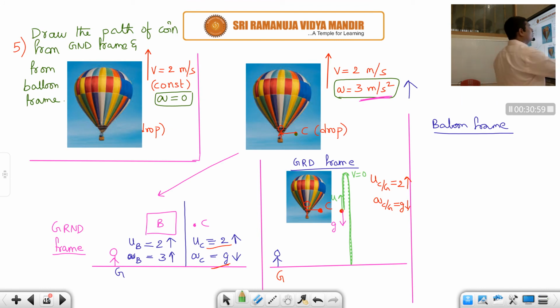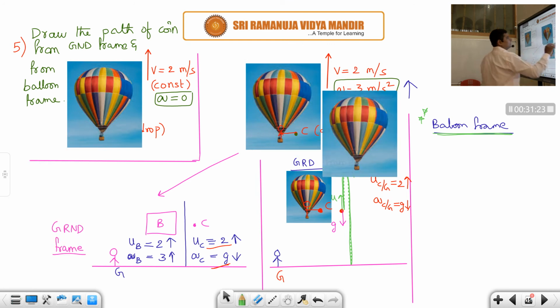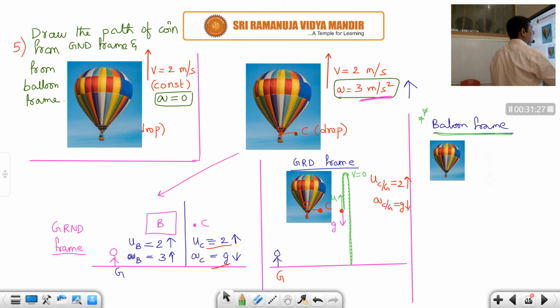Now from balloon frame, very important. For this reason only I am taking these two cases simultaneously. This is a very important point. Okay, students, from balloon frame means you are going and standing on the balloon. So when you go and stand on the balloon, balloon is at rest.